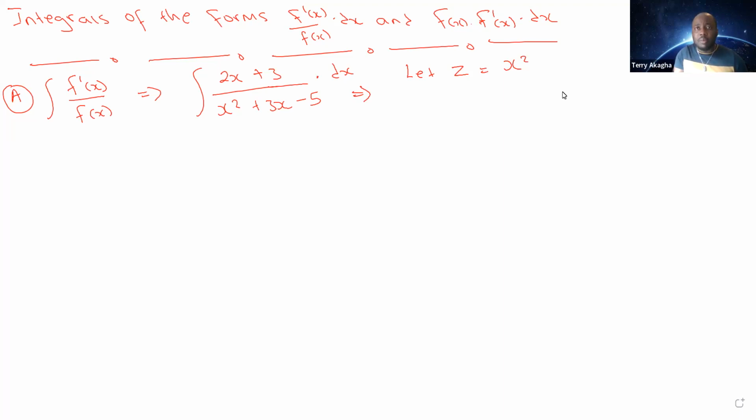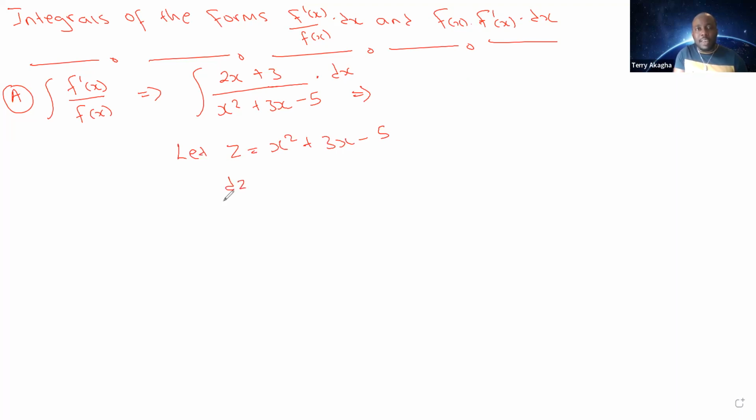I don't know if you can see it from there. So let me put it down here. Okay. So you can see. I will say let z be equal to x squared plus 3x minus 5.